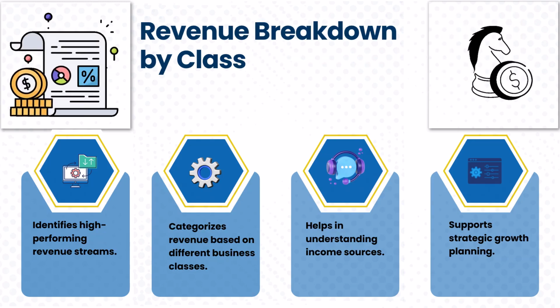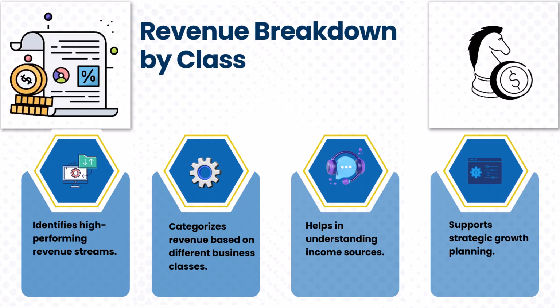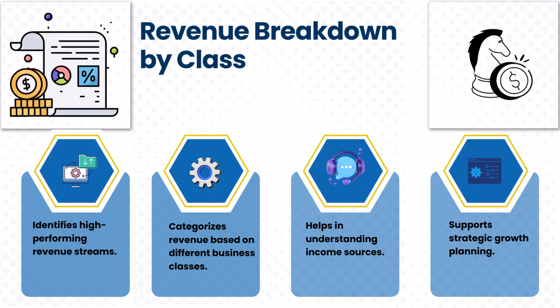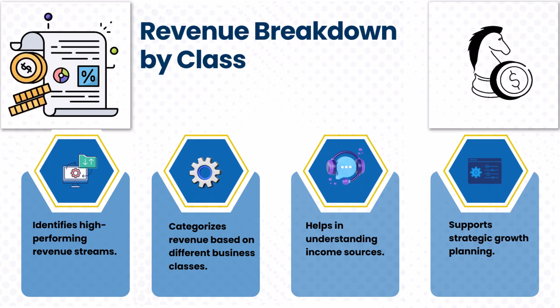Revenue breakdown by class is like checking which of your side hustles is actually making money. Categorizing revenue helps you see where the cash is flowing, identify top-performing streams, and plan for growth. Whether it's product sales, services, or something else, knowing your revenue sources ensures you focus on what works.